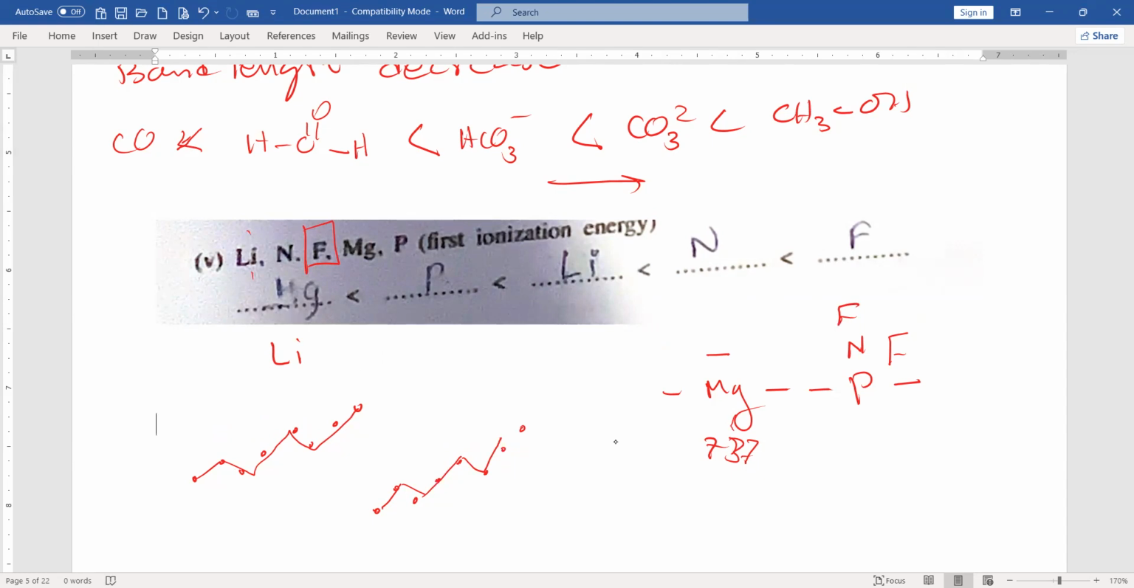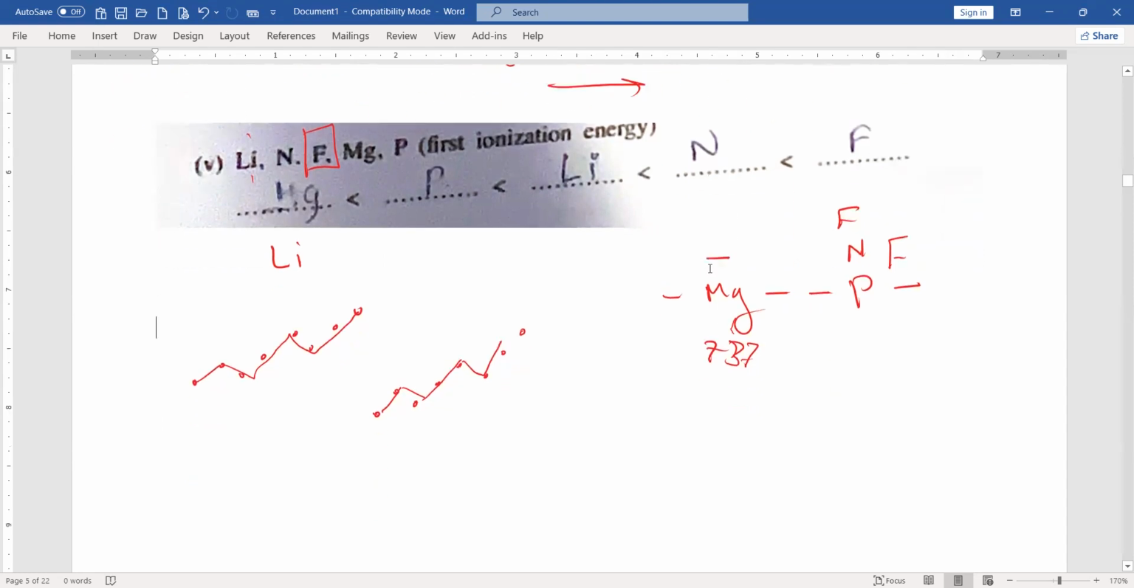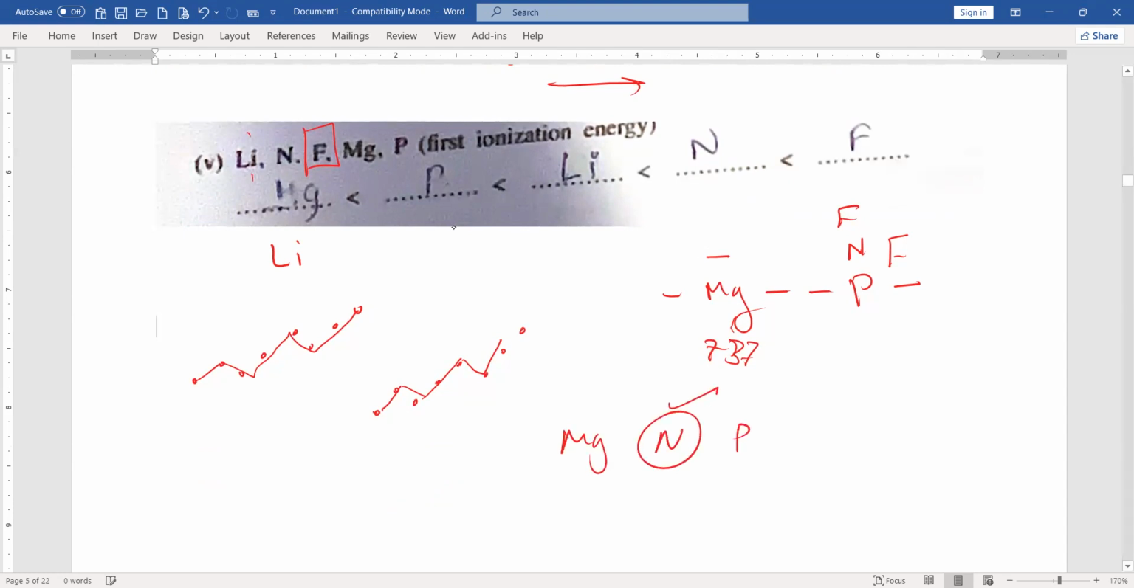Then magnesium, phosphorus, and nitrogen. Because in the exam we don't know the numbers, right? Remember that. You don't know the numbers. But anyway, the lithium and magnesium, I hope that you need to know that. But anyway, when we get the other three, magnesium, nitrogen, and phosphorus, then nitrogen must have a higher value than phosphorus definitely, because nitrogen is just above the phosphorus. Right? So nitrogen will be the next element.